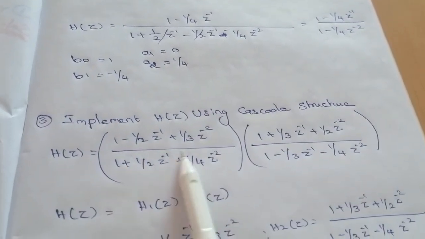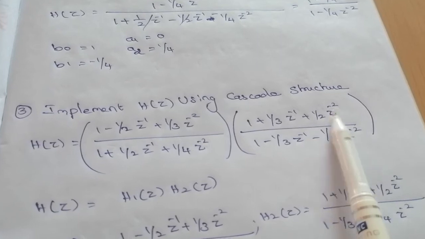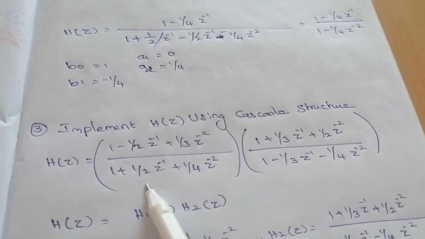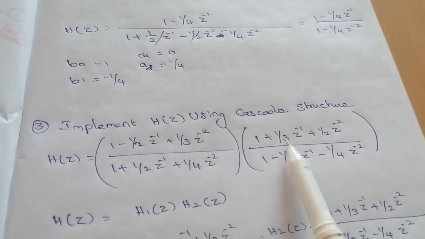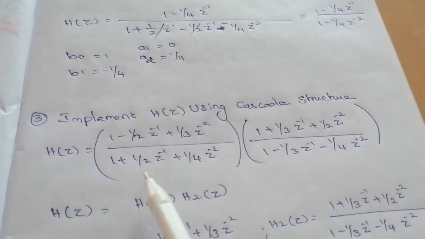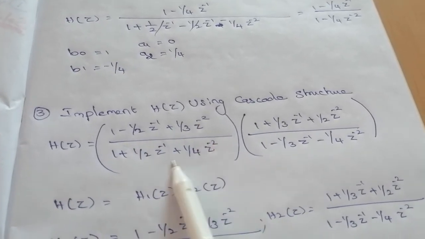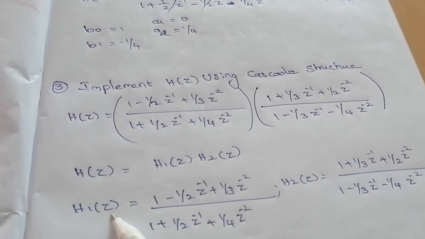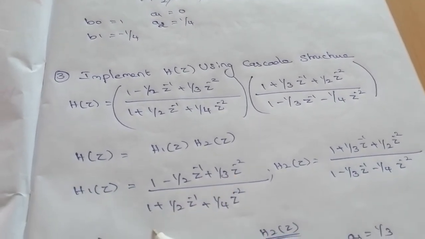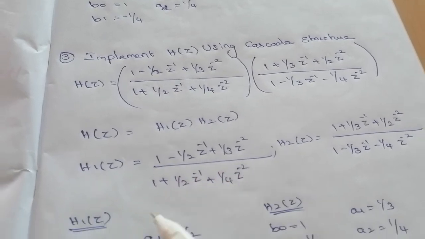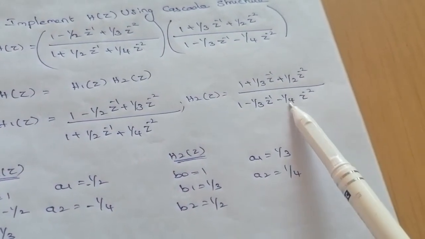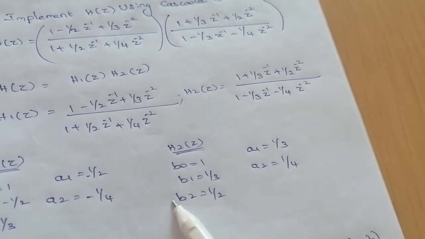The next one: implement H of z using cascade structure. So this is the given transfer function. The transfer function is directly given as the multiplication of two transfer functions, that is, H of z equal to, this term taken as H1 of z and this term taken as H2 of z, right? So for H1 of z, compare this equation to the general equation and find the b0, b1, b2, a1, a2 values like this, and the second term is taken as H2 of z. Comparing with the general equation, we find the b0, b1, a1, a2 values.